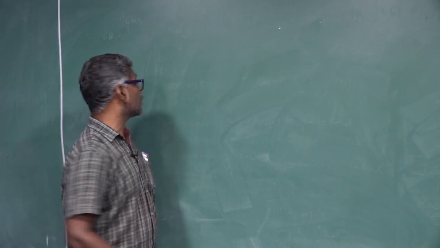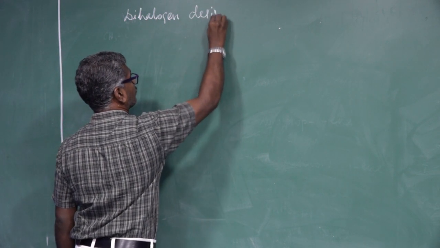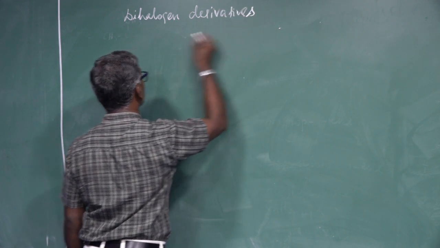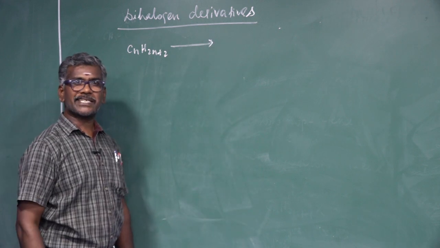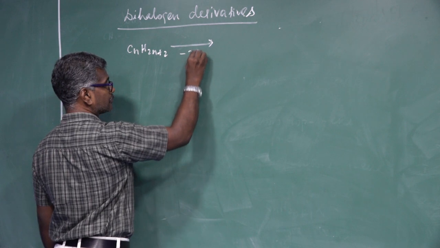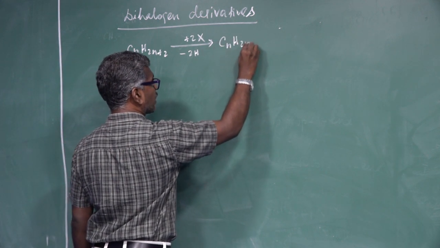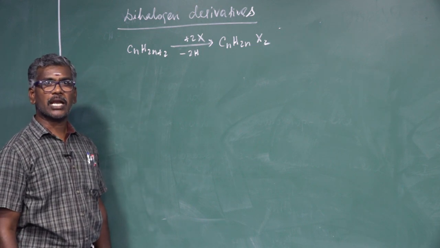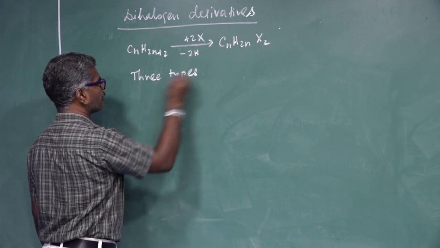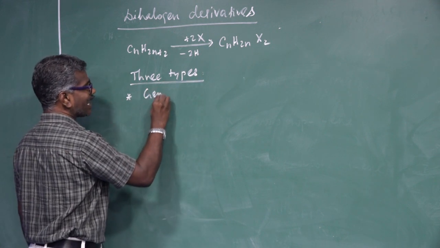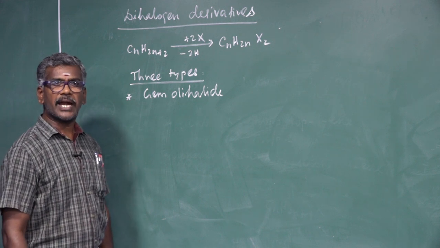Then one, dihalogen derivatives. In alkane, CnH2n+2. 2 hydrogens can be replaced by 2 halogens: CnH2nX2. This one is the best example for dihalogen. Dihalogen derivatives can be classified into three types. First one, gem dihalide. Another one, vicinal dihalide. Another one, terminal dihalide.